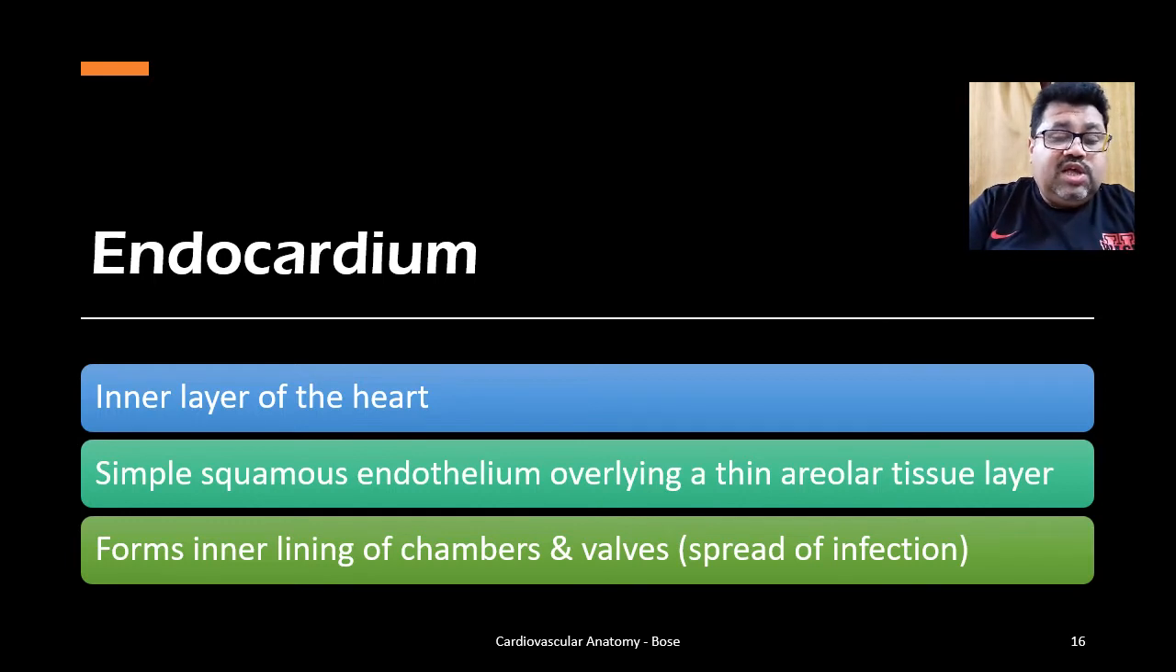The innermost layer of the heart is called the endocardium. This layer consists of a simple squamous endothelial layer overlying a thin areolar tissue layer. The tissue of the endocardium forms the inner lining of the chambers of the heart and is continuous with the tissue of the valves and the endothelium of the blood vessels. So it is the same endothelium from inside of the heart into the blood vessels, including arteries and veins.